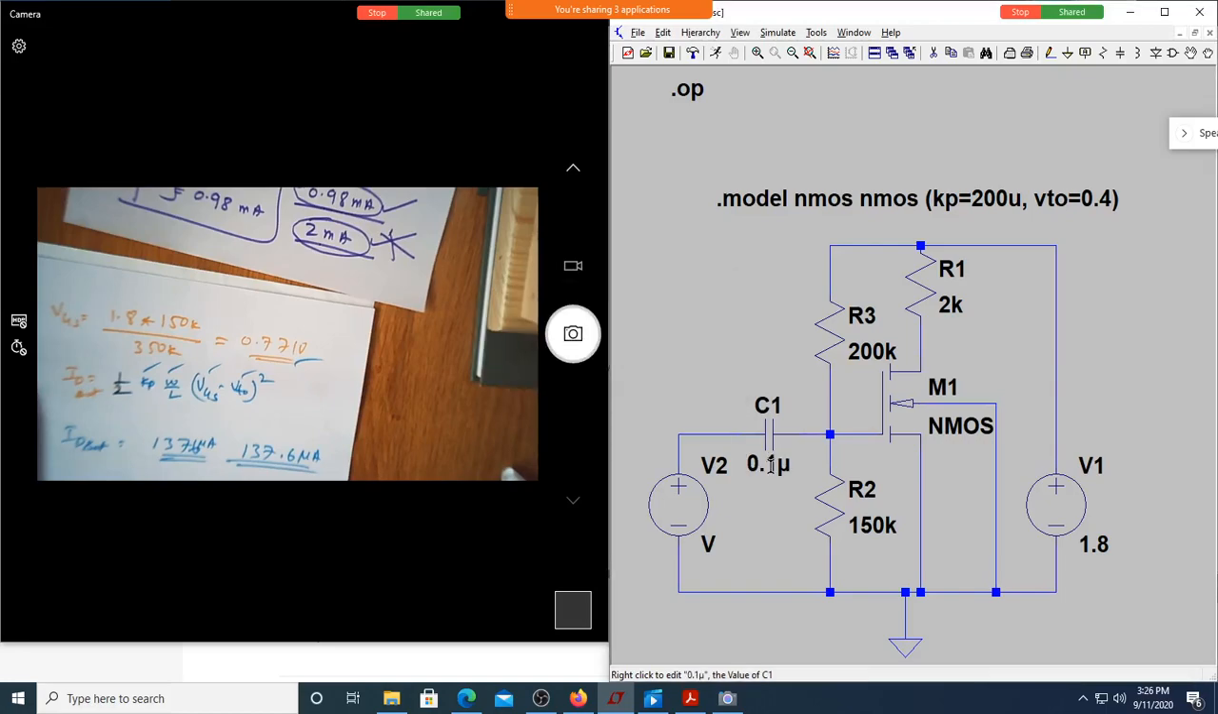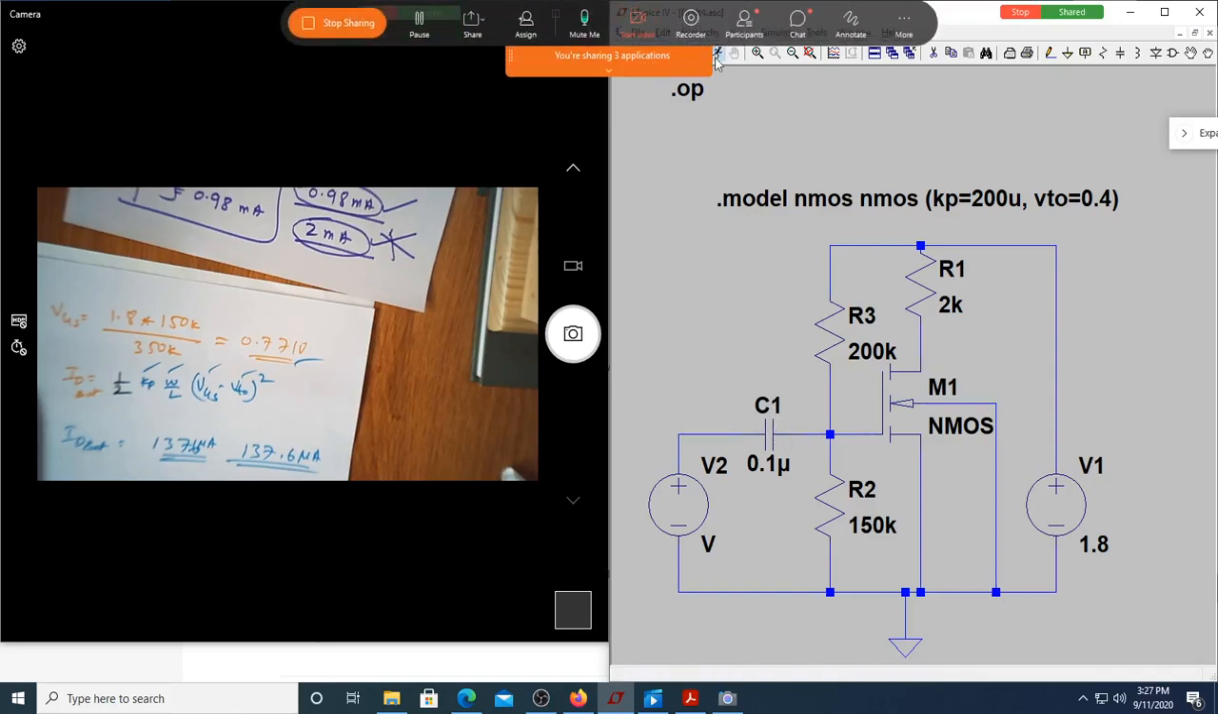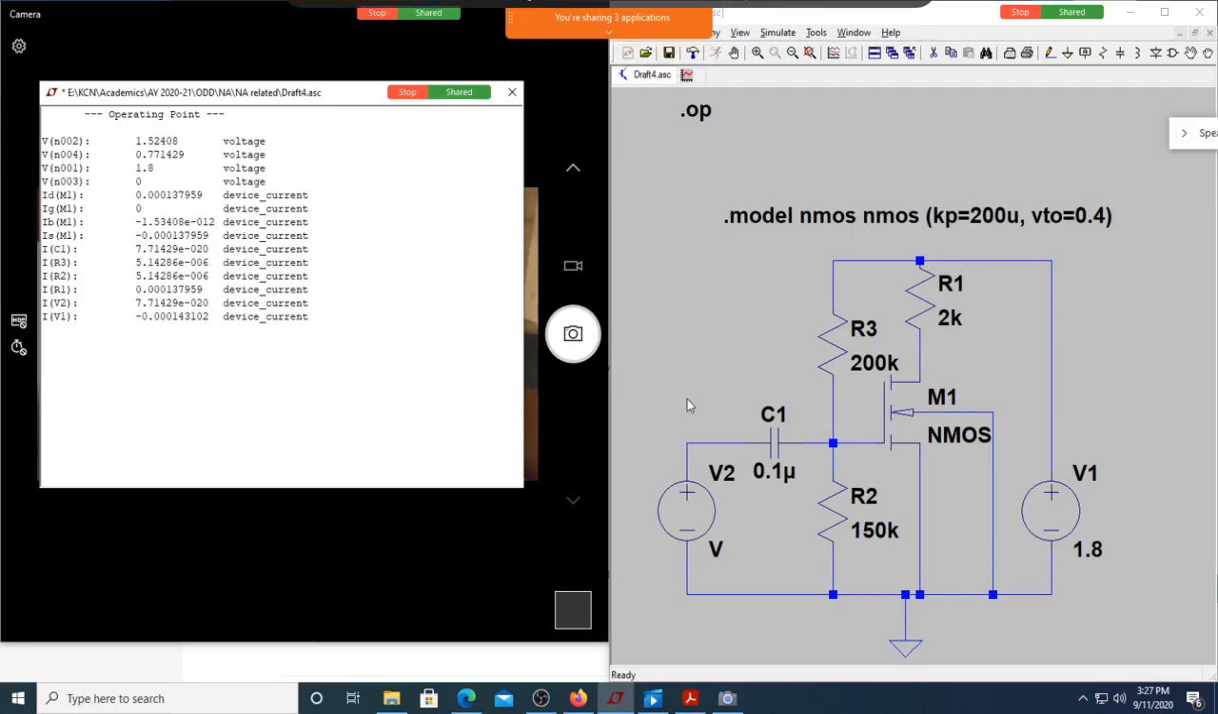See, I'm using a V2 source where the values are not edited. If I don't edit the value, it by default takes it as 0. If I connect it as it is, without any component in between, that R2, R3 and this voltage source V2, the current was becoming almost 0. Now what did I use? A capacitor of value 0.1 microfarad. Shall we see now what happens? I will run.